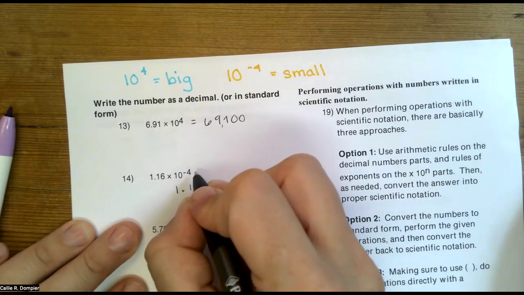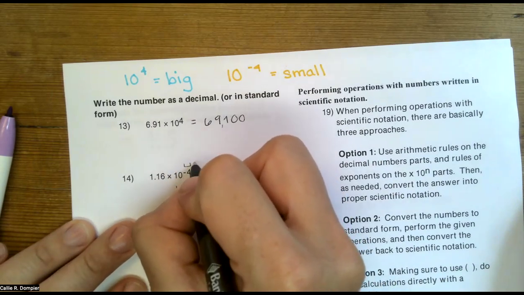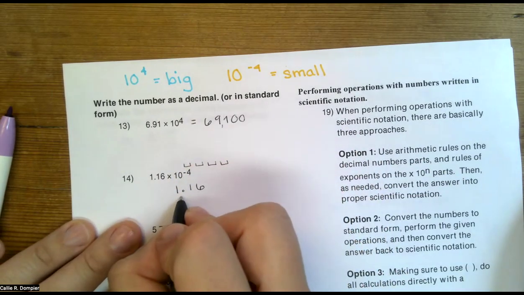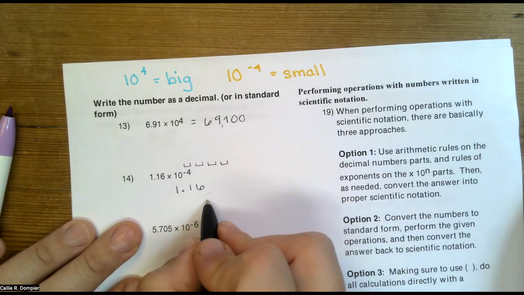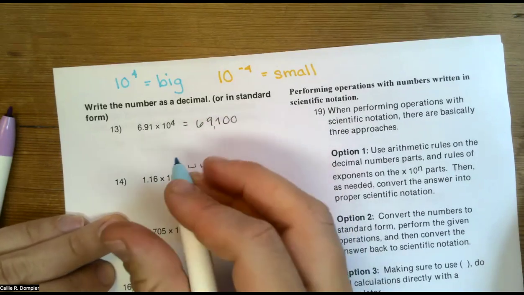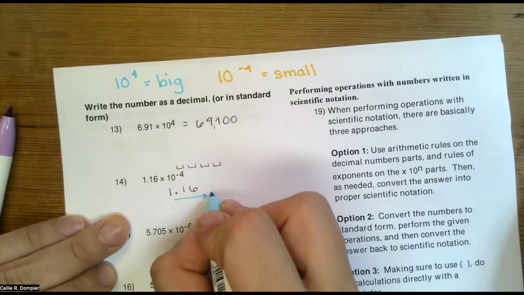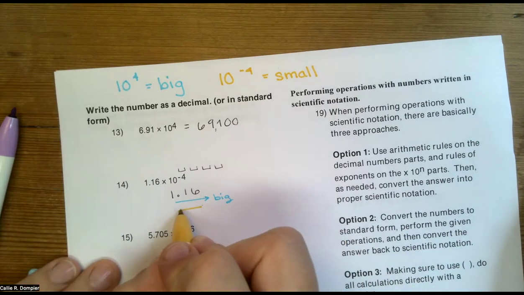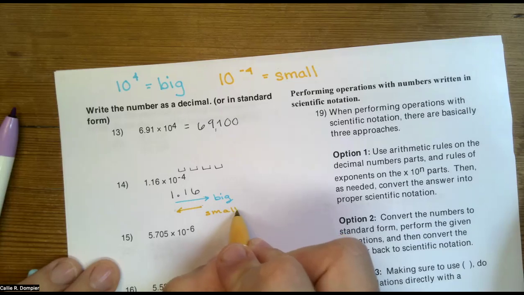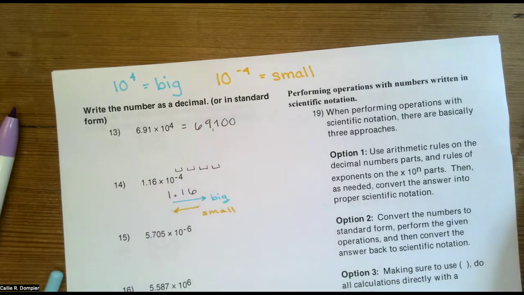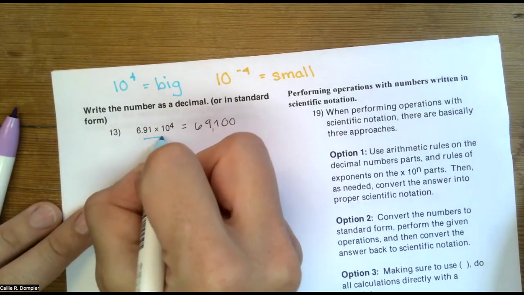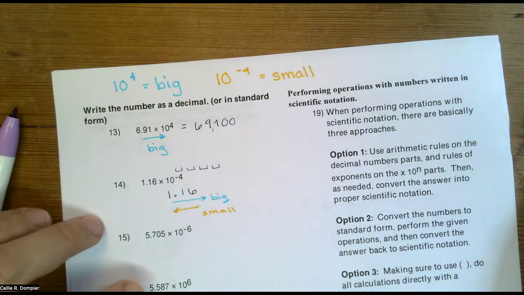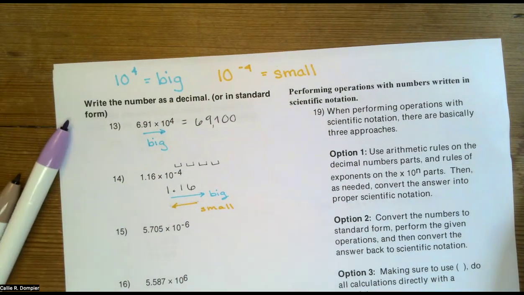1.16 times 10 to the negative fourth. So I know I need to move it 4 times, right? 1, 2, 3, 4. Which way should I move it? Should I move it that way and make the number bigger, or should I move it that way and make the number smaller? If I move the decimal this way, that'll be a big number. If I move the decimal that way, it'll make it small, right? Here, we moved it that way and made the number bigger because it was positive. All right, so because that's negative, we're going to move it this way and make it smaller.